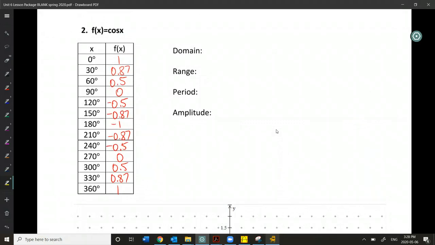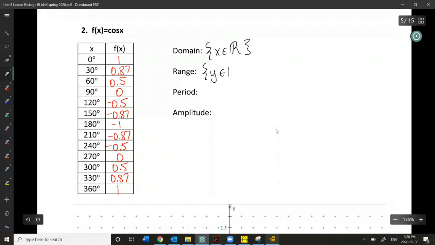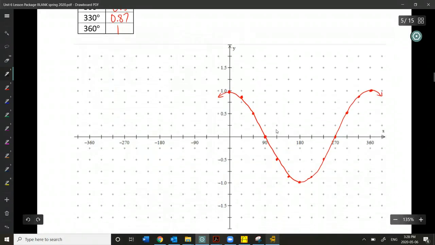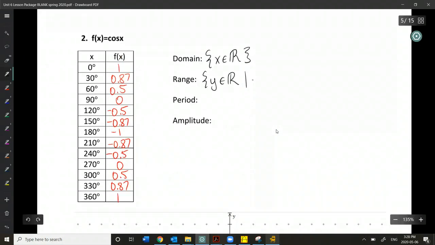Okay, so domain and range for sine and cosine are actually very similar. The domain is all real numbers. Okay, it can be anything. It continues in both directions forever. And the range has a maximum and minimum value. So you can see here that the maximum is 1 and the minimum is -1. So same range as sine. Y must be greater than or equal to -1 and less than or equal to 1.